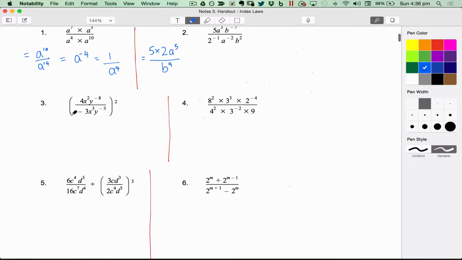Example 3. First thing I'm going to do is get rid of these brackets. So everything in here needs to be squared. So start with the 4. 4 squared is 16. x squared to the power 2, so you multiply these powers together. x to the 4. y to the negative 8 times 2, y to the negative 6.